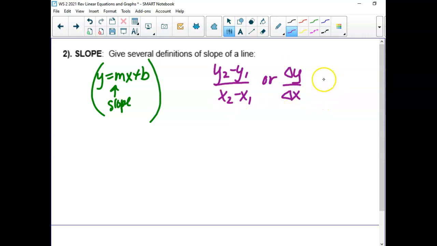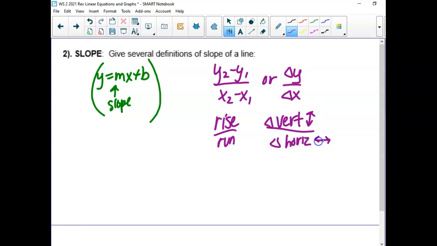For just the definition of slope, you could tell me rise over run, or change vertically over change horizontally. You don't have to write all those down. Everybody's good with slope, one of those definitions. This is the one we're going to need to use a lot today when we're finding the slope between 2 points. We good?